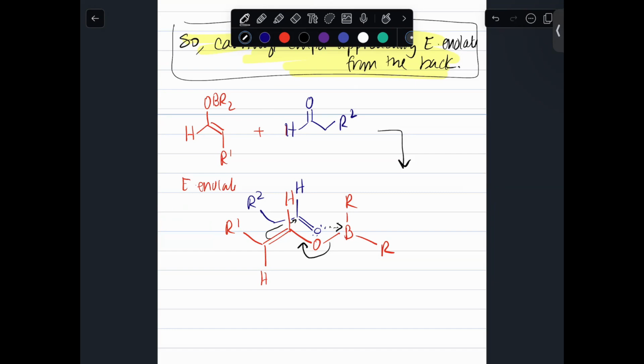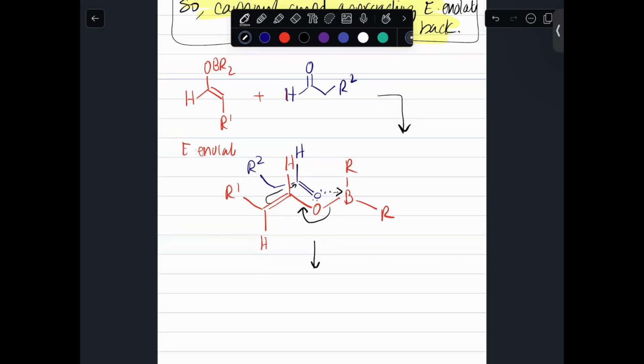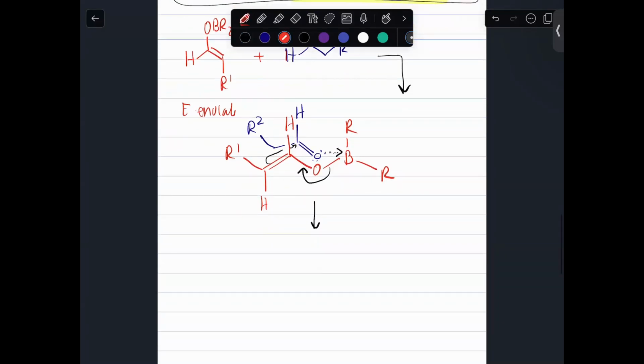I can go ahead and draw the product in my chair conformation, and I'll continue to color code. I like to draw the front first, completely up to you.